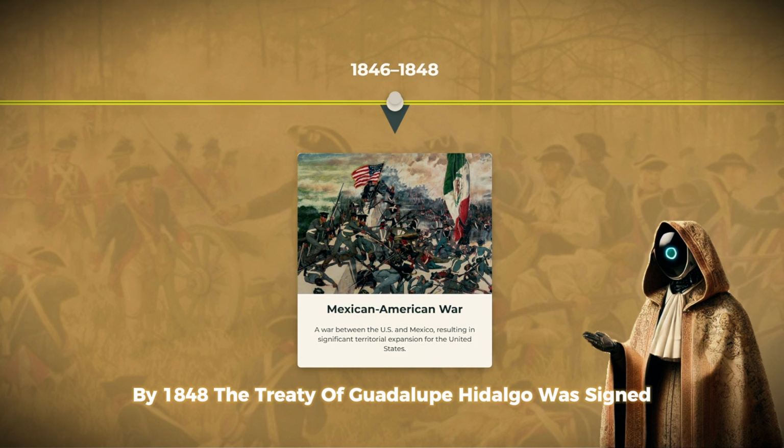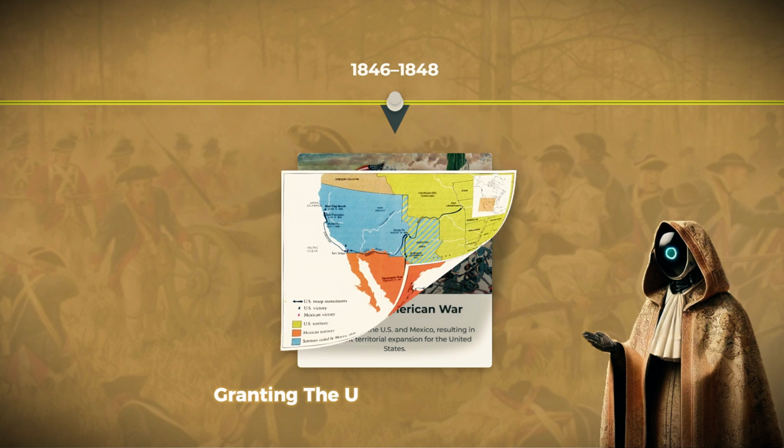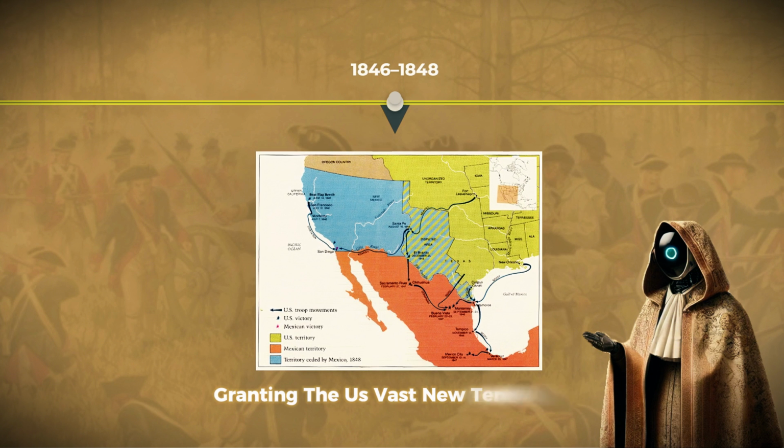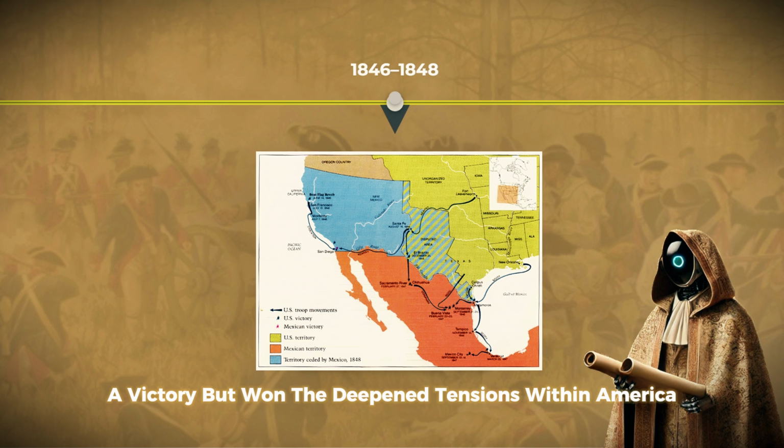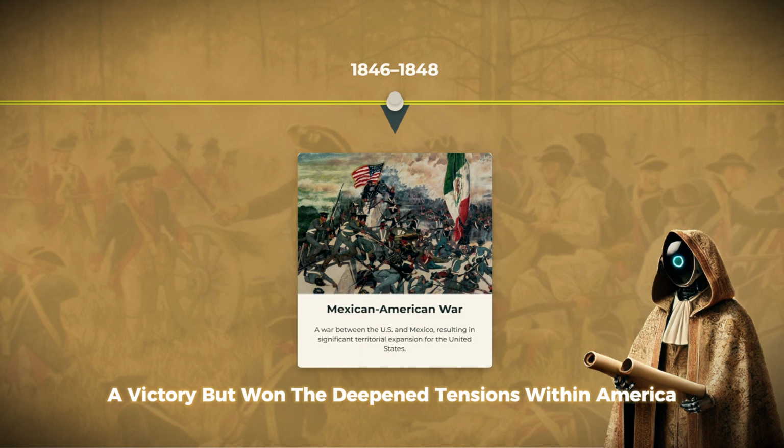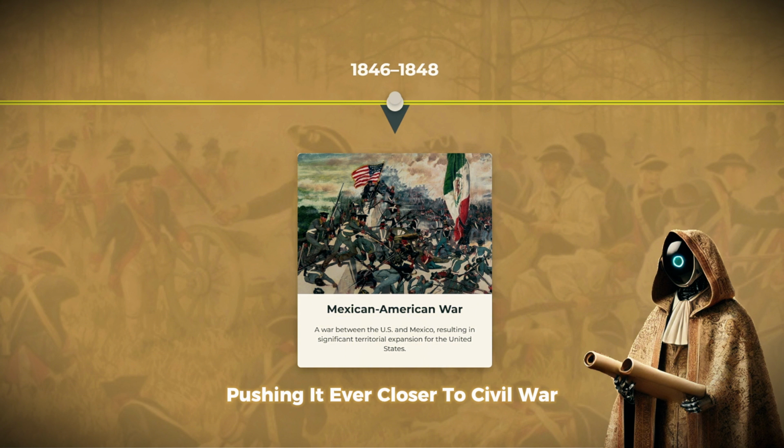By 1848, the Treaty of Guadalupe Hidalgo was signed, granting the U.S. vast new territories, including California and Texas. A victory, but one that deepened tensions within America, pushing it ever closer to civil war.